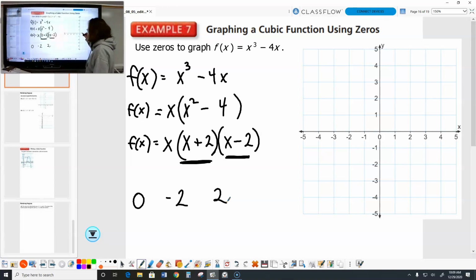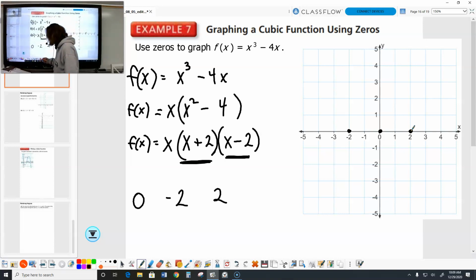So let's go ahead and plot those. I'm going to have a 0, a 0 at negative 2, another 0 at 2. Well, I'm going to need to do a little bit more work with this to determine what shape this cubic function is.